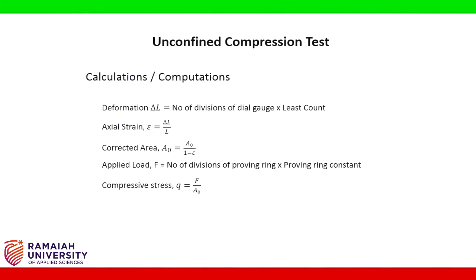Calculations. Deformation ΔL equals number of divisions of dial gauge times least count. Axial strain ε equals ΔL by L. Corrected area A equals A0 by (1 − ε). Applied load F equals number of divisions of proving ring times proving ring constant. Compressive stress Q equals F by A, are calculated.